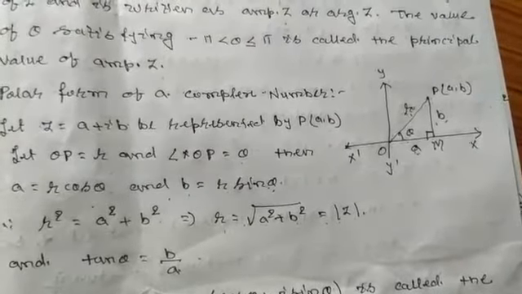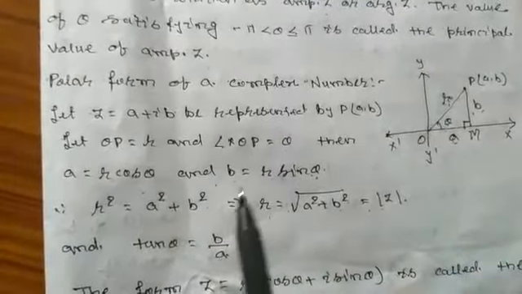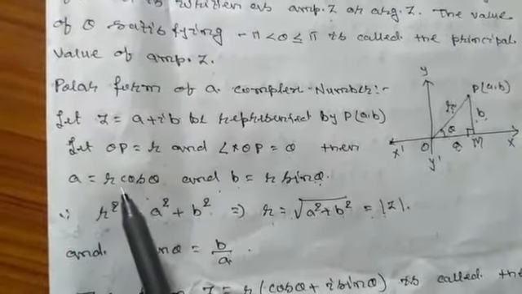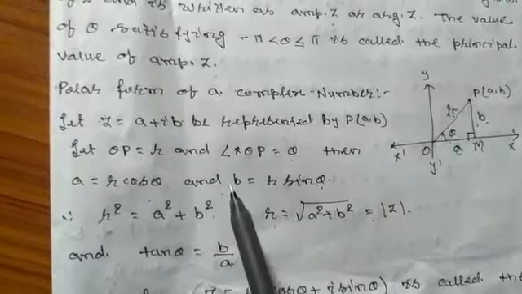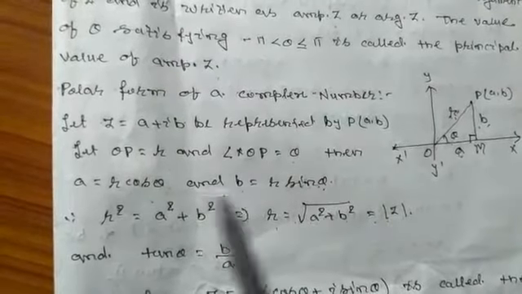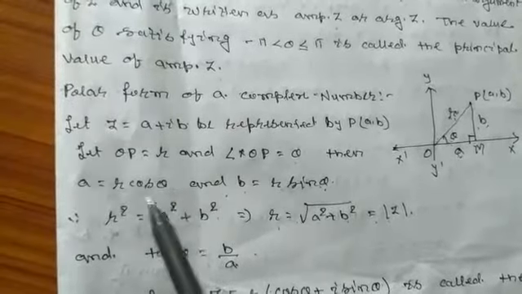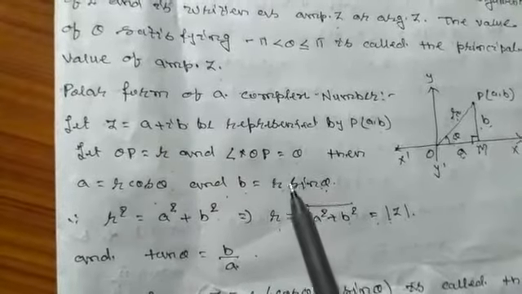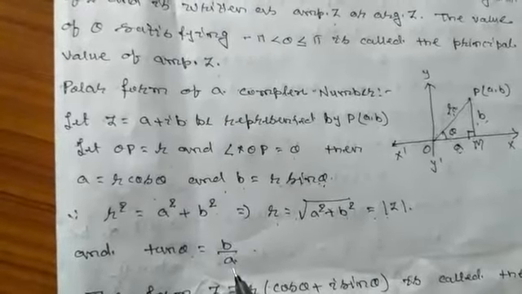And now when you divide these two equations, r sin theta by r cos theta, you will have r sin theta by r cos theta equals b by a, and r gets cancelled, so you will have tan theta equals b by a.